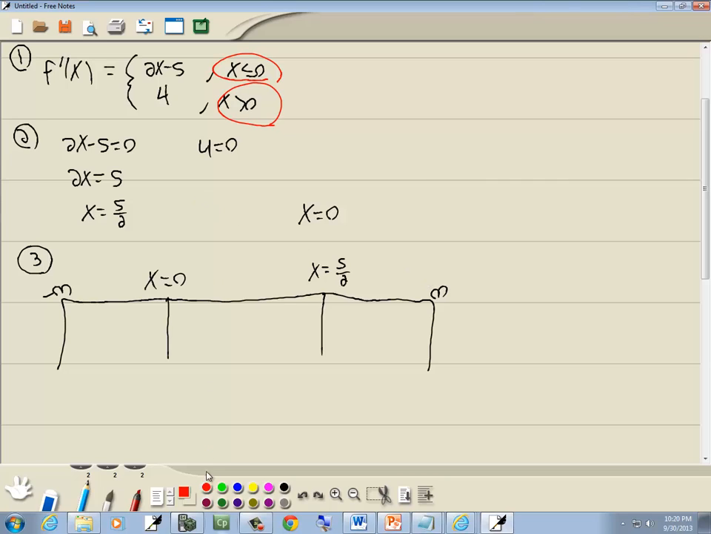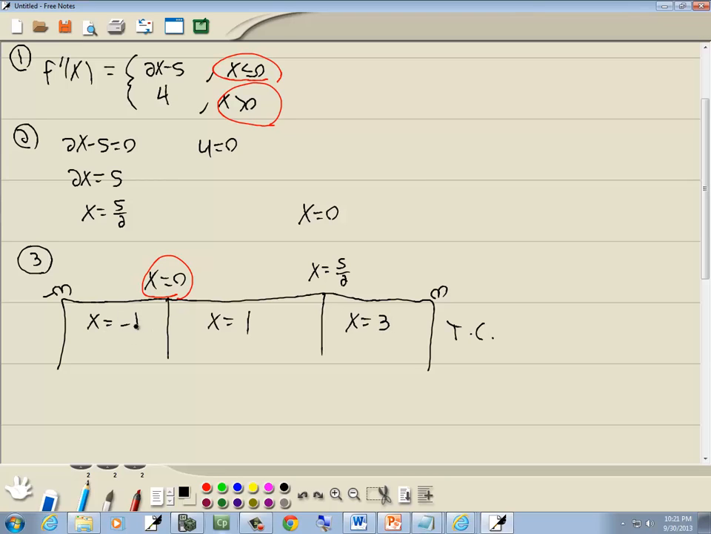Now the 0, this one right here, this is where it changes over. When we got x is less than 0, that's the left here. When we got x is greater than 0, that's over here. Well, we want to pick test cases. So I want to choose an x value between negative infinity and 0, like negative 1. We want to choose something between 0 and 5/2. Remember 5/2 is 2.5, so like 1. And we want to choose something greater than 2.5, like 3 or 4.